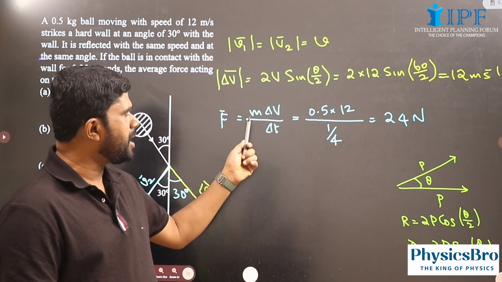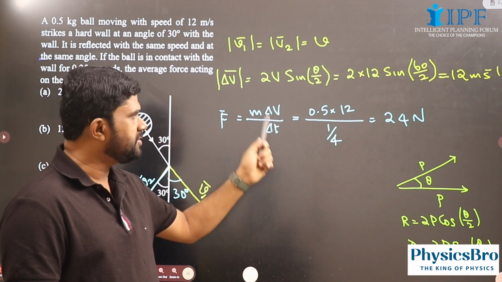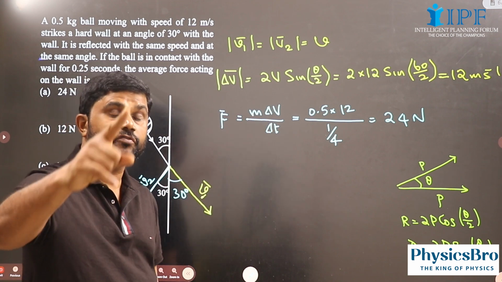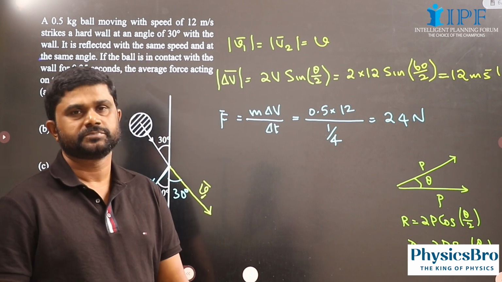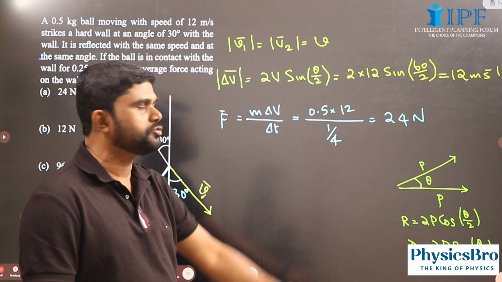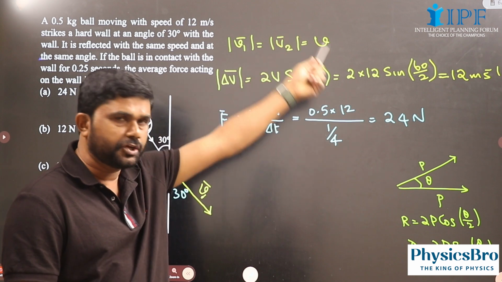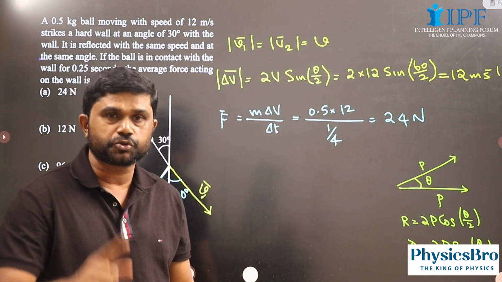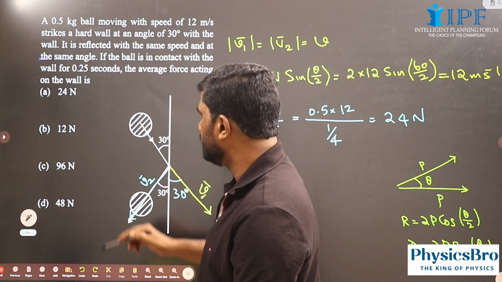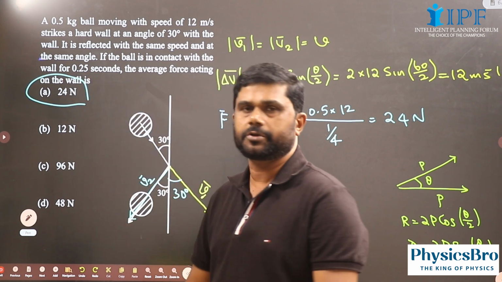Okay, the force is mass times change in velocity divided by time. Time is 0.25 seconds and it can be beautifully expressed as 1 by 4. Okay, so it will be 0.5 into 12. This 4 will go to the numerator. 4 into 0.5, that is 2 into 12 will give you 24 Newton. Okay, so this one, 24 Newton.